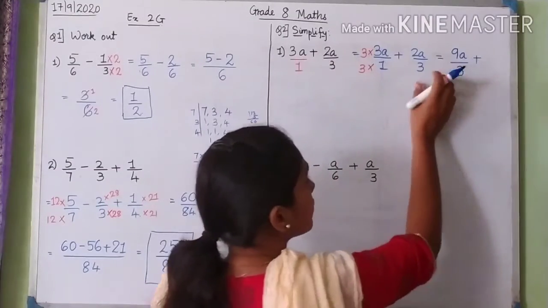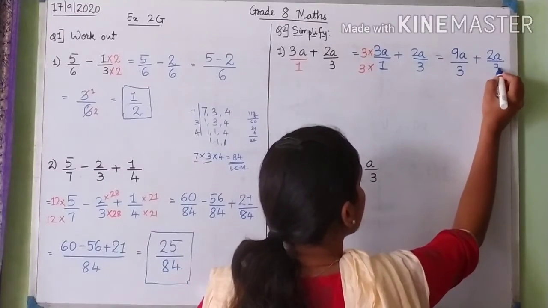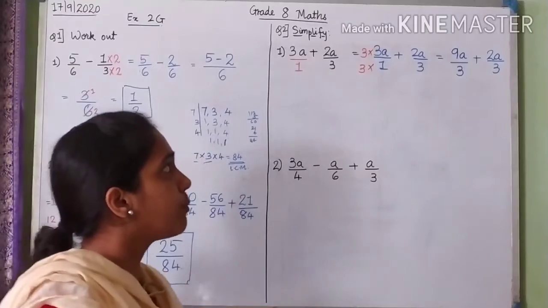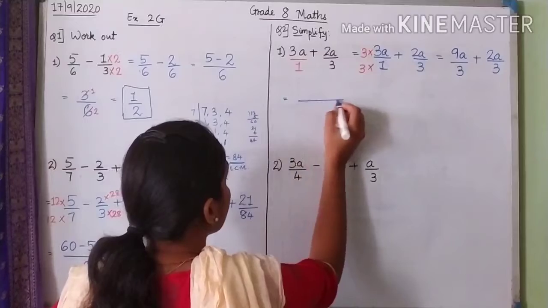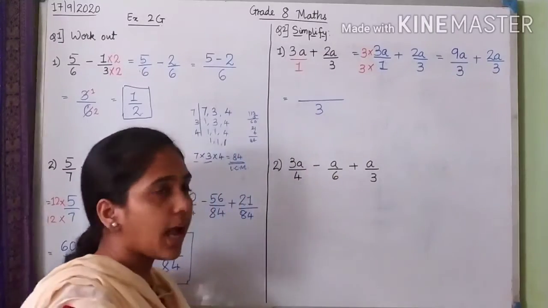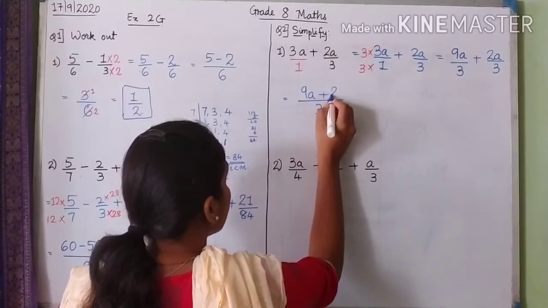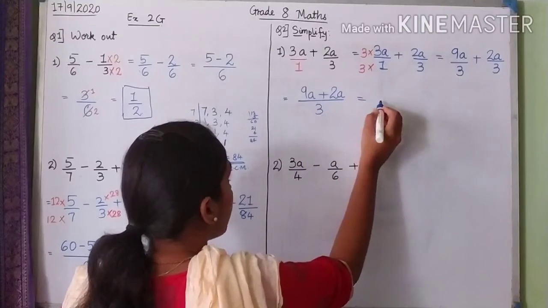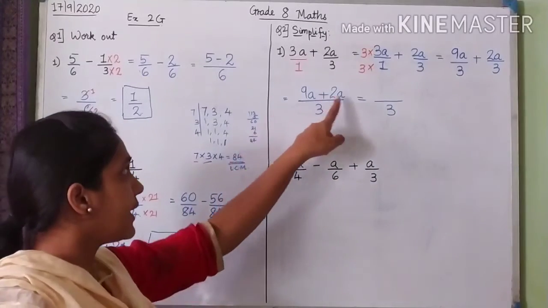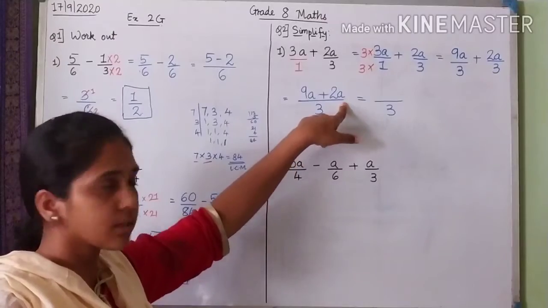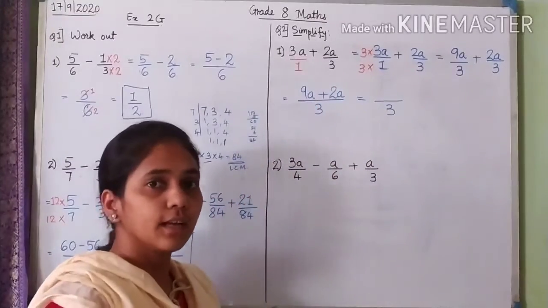Now the second fraction. The second fraction we have not made any changes, so it will remain the same. Okay. Now we have got both the denominators equal. So we write only one denominator, 3 for both. And the numerator, what is there in the numerators? 9a plus 2a. Okay. Now we see that the numerators are like terms, right? 9a and 2a both are a terms. So we can add them together, right? So 9a plus 2a is 11a.